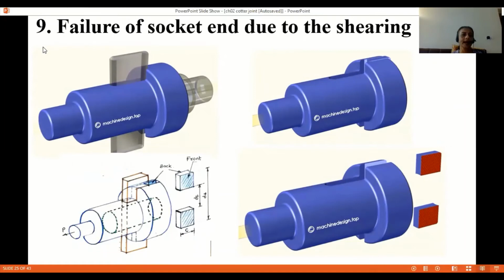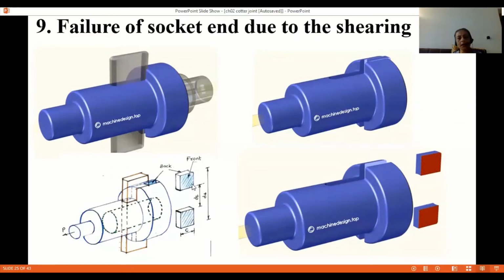Ninth step is failure of the socket end due to shearing. We are talking about the end of the socket which is beyond the slot. That parameter we have denoted by c, the length of the socket collar beyond the slot. From this diagram, we can see that due to the push by the cotter, this much portion of the socket collar will shear off.